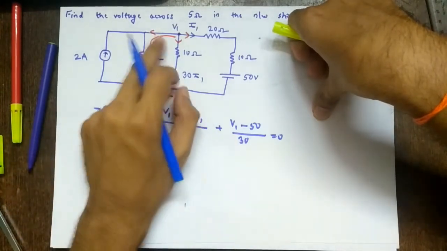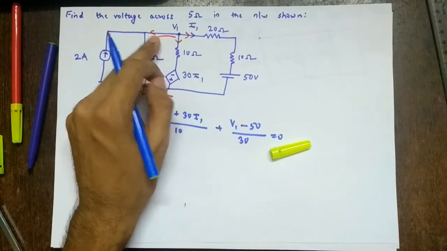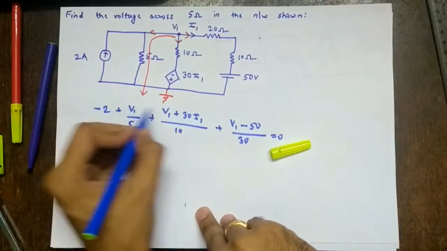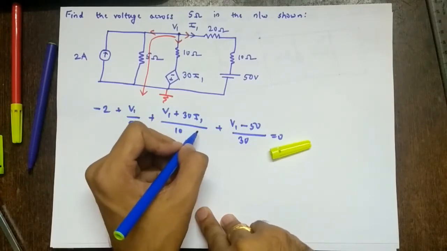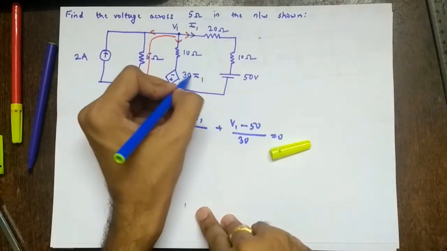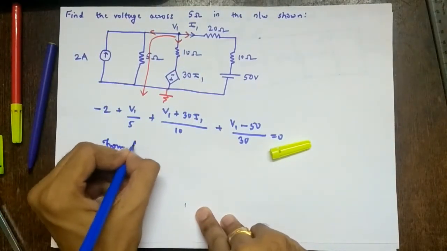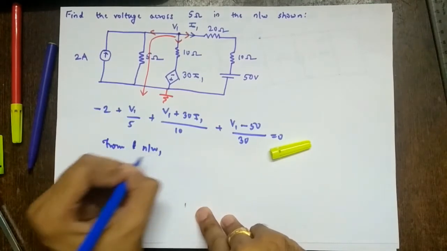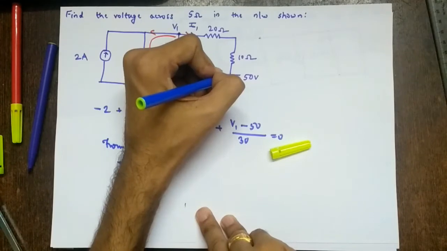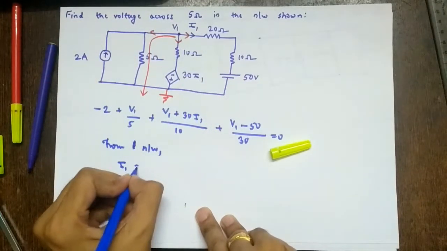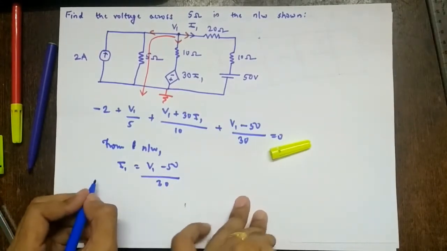If you now observe, we have only one node. Using node analysis, we know the number of equations is equal to the number of nodes. But we have two unknowns, which means we have to write this I1 in terms of V1. How to write I1 in terms of V1? From the network, I1 is V1 minus 50 upon 30, because I is V by R by Ohm's law.